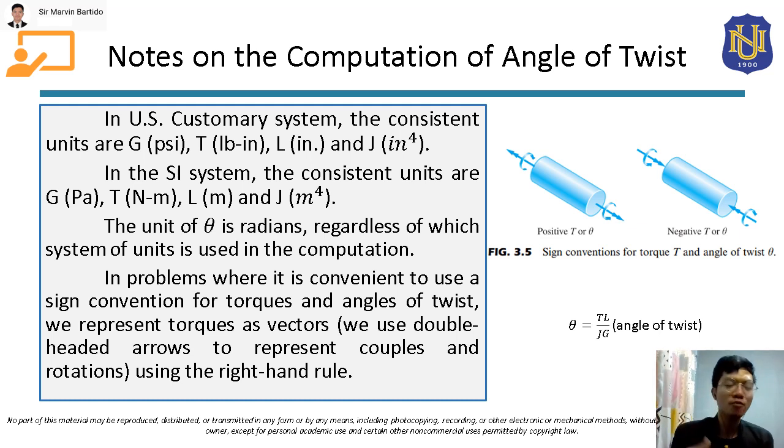But class, if you are going to sum up torques in equilibrium equations, we are going to assume that clockwise rotation will be negative and counterclockwise will be positive. So that will be our assumption for the summation of torques in the equilibrium equation: positive for counterclockwise and negative for clockwise.